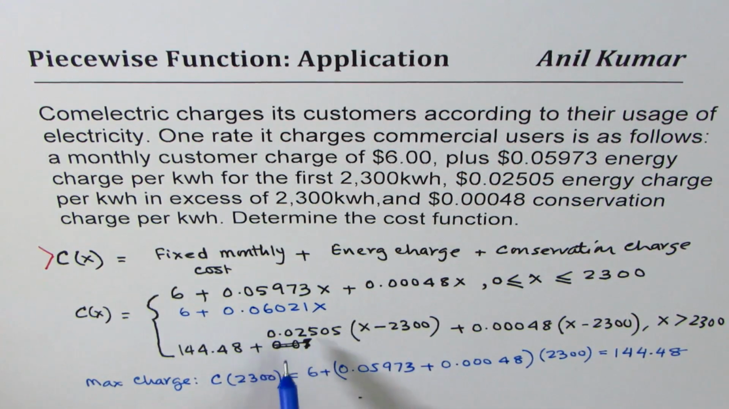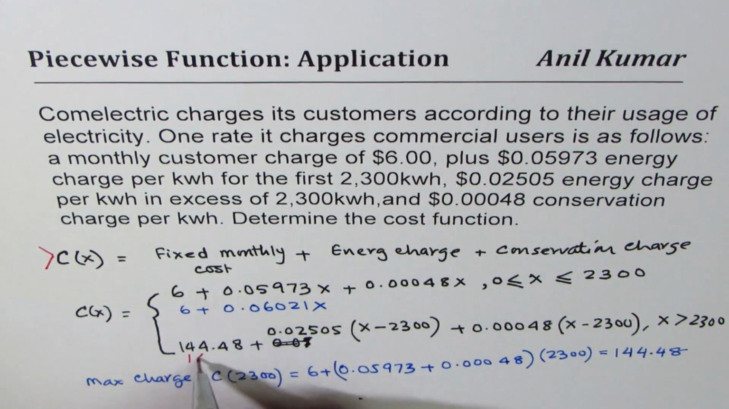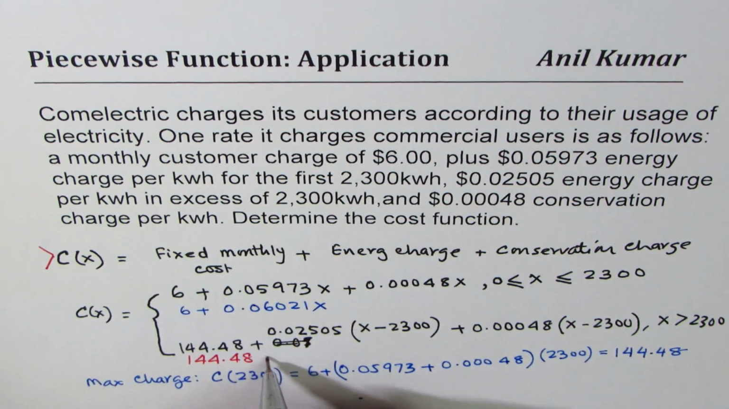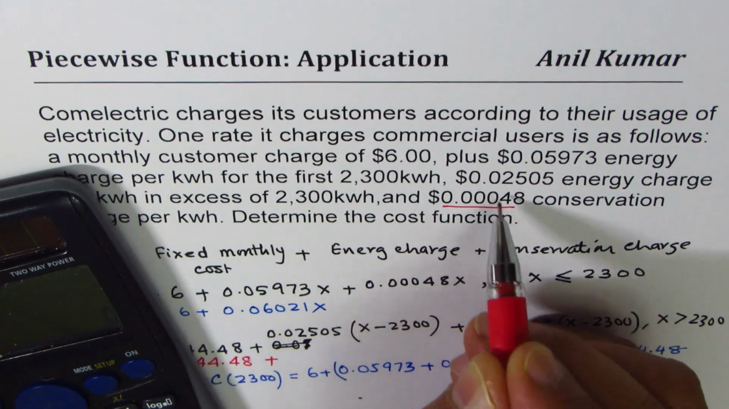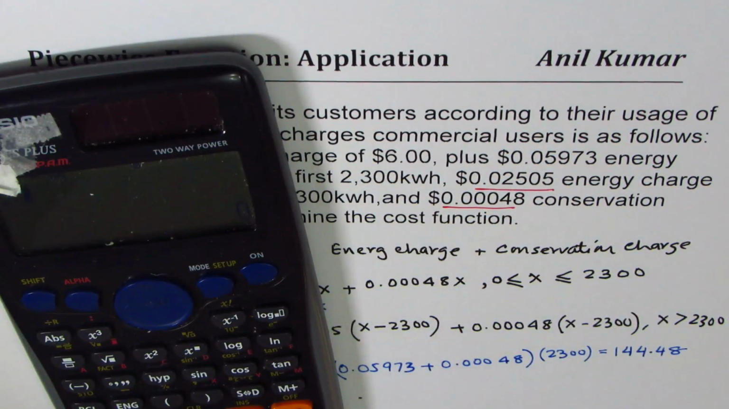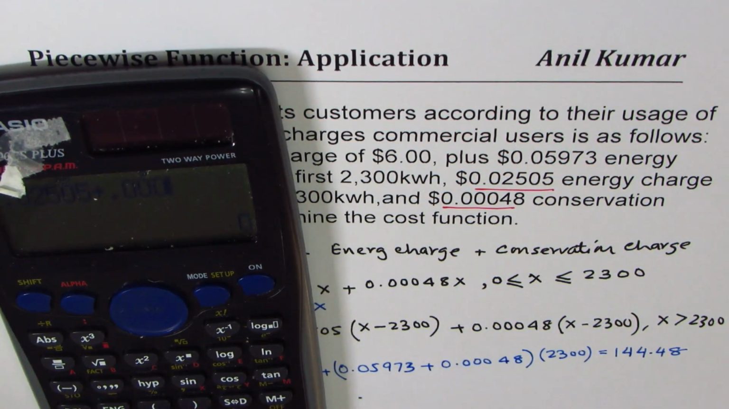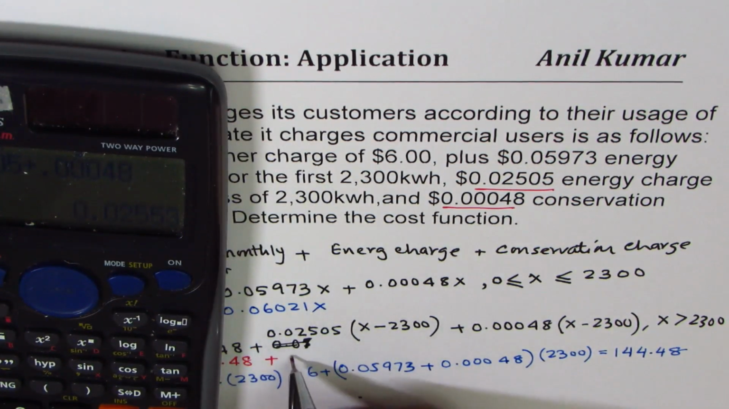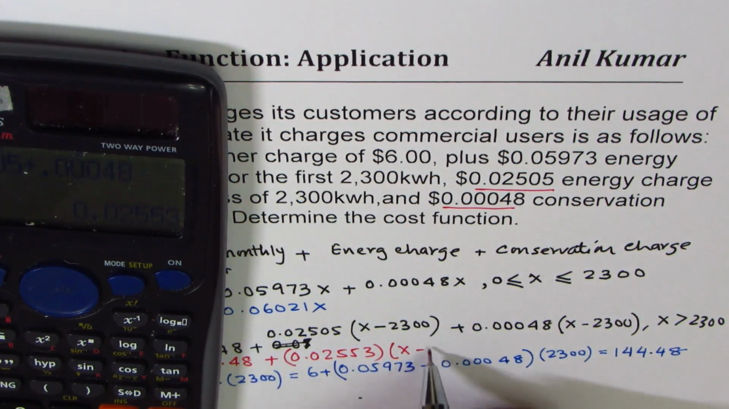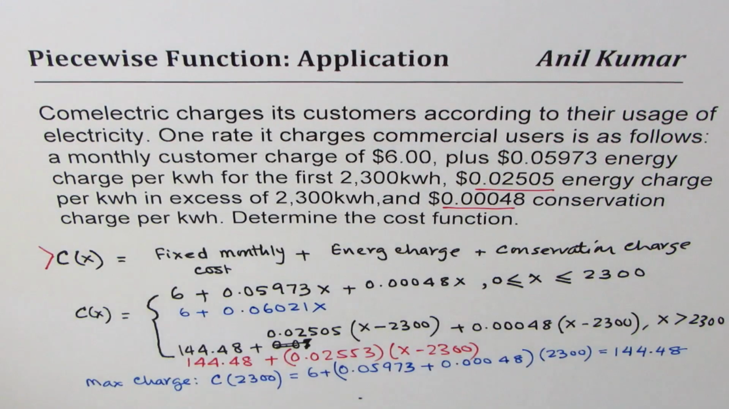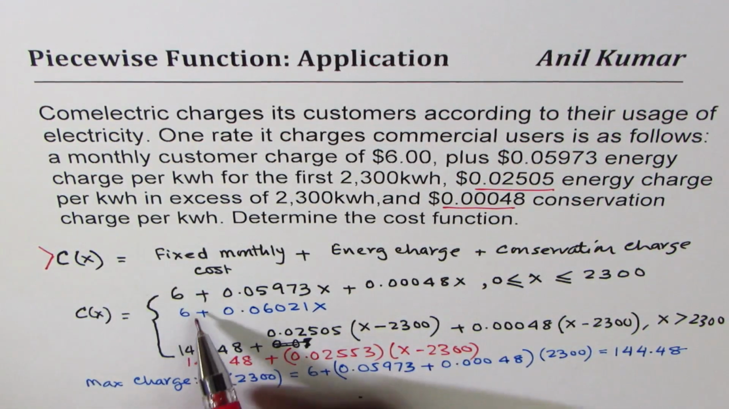Here you could simplify. This could be written as 144.48 plus, we'll add these two quantities, which is 0.02505 plus 0.0048, and that gives you 0.02553 times X minus 2300. So that becomes your final answer.